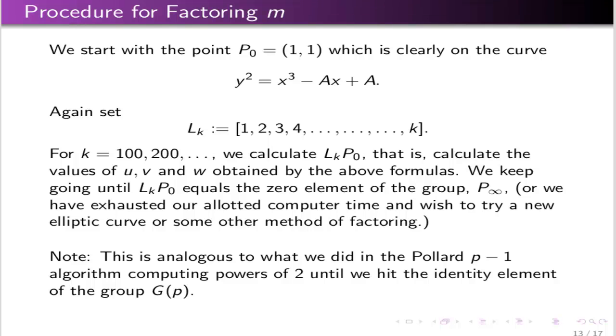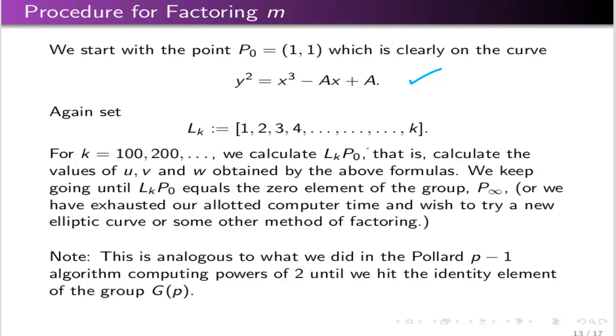Okay, here's our procedure then for factoring a given number m. So I'm going to start with the point P0 equaling (1, 1), which is clearly a point on this curve. That's why we chose the curve to have this simple form. Again, we'll set Lk to be the least common multiple of the whole numbers from 1 to k. And I'll let k go 100, 200, and so on. And we want to calculate Lk times P0.